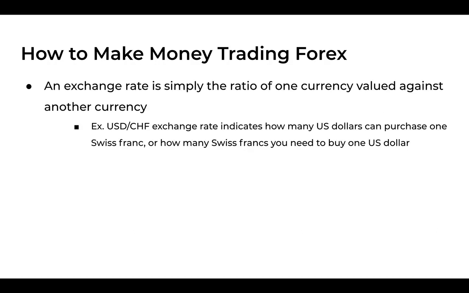So an exchange rate is simply the ratio of one currency valued against another currency. An example of this is USD against CHF. The exchange rate indicates how many US dollars can purchase one Swiss franc, or how many Swiss francs you need to buy one US dollar. Now, I know this may sound confusing, but we're going to break it down for you real simply in a moment here.